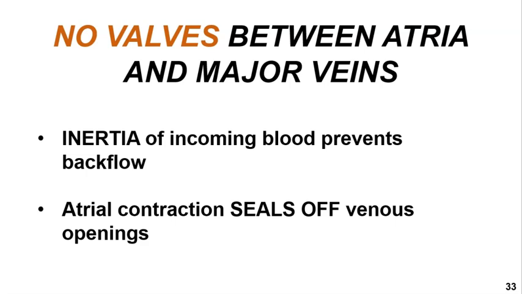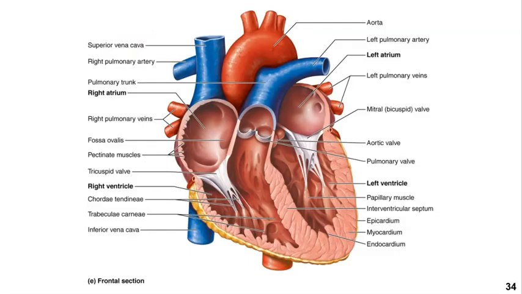The second is that when the atria contract, the venous openings in the atria are briefly sealed off. If we examine a diagram here, we can clearly see the lack of valves between the openings of the superior vena cava and the inferior vena cava in the right atrium, because the superior and inferior vena cava are delivering blood to the right atrium. And we see a lack of valves between the pulmonary veins, that is the right and left pulmonary veins, and the left atrium.